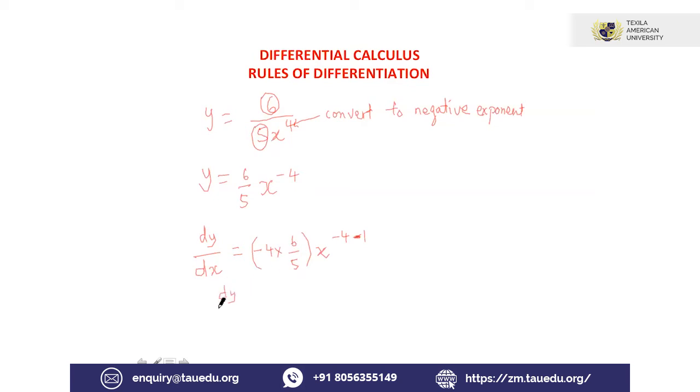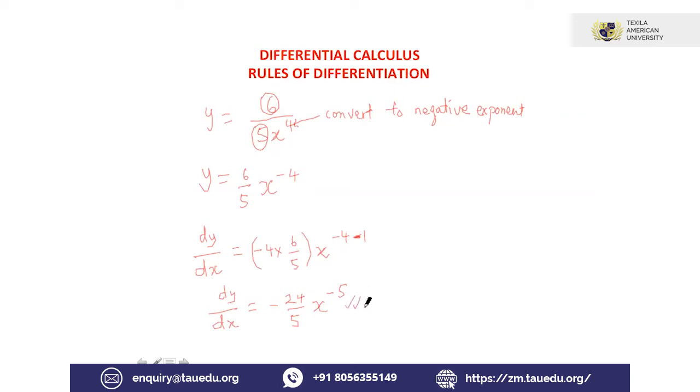So dy over dx is equal to -4 times 6 will give us -24. So we have -24 divided by 5. Then we have x to the power of -5 here. So we'll have -4 minus 1 is -5. So this is what we have. But this is the final solution.